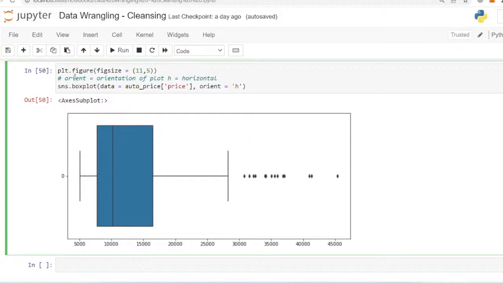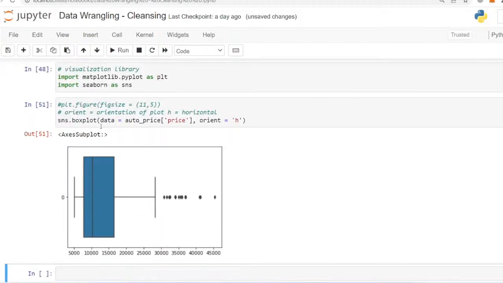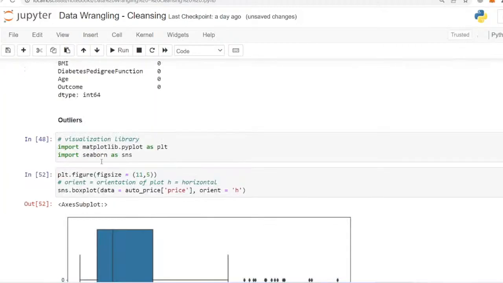What happens if you don't mention it here? Then you'll get a default size, which is a pretty small one. If you are happy with this size, then it is okay. If you are not happy, then you can control the figure size by these numbers. Obviously, this 11 is showing you the length, and 5 is your width. So height and width, that's what we get from the figure size.